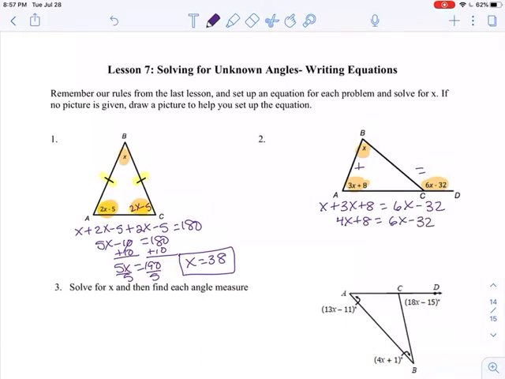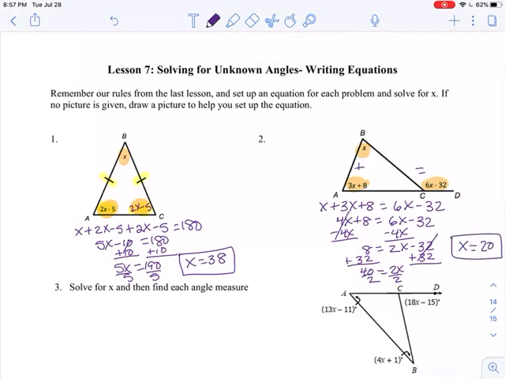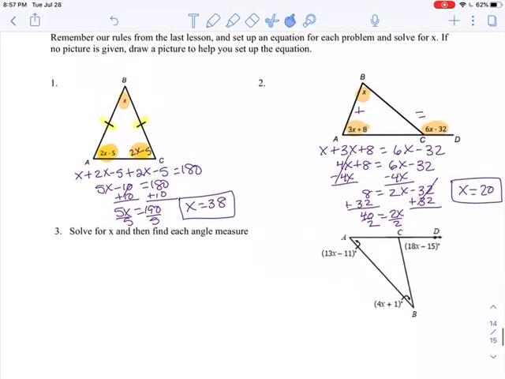All right, now I have x's on both sides, so I always get rid of the smaller one. So I'm going to subtract 4x from both sides. The 8 comes down. I'm solving for x, so I got to get rid of that 32. The opposite of negative 32 is to add 32. Whatever you do to one side, you have to do to the other side. And then I'm just dividing by 2, so x equals 20. All right.